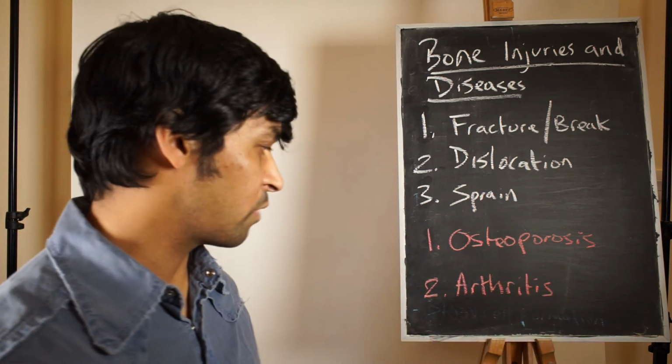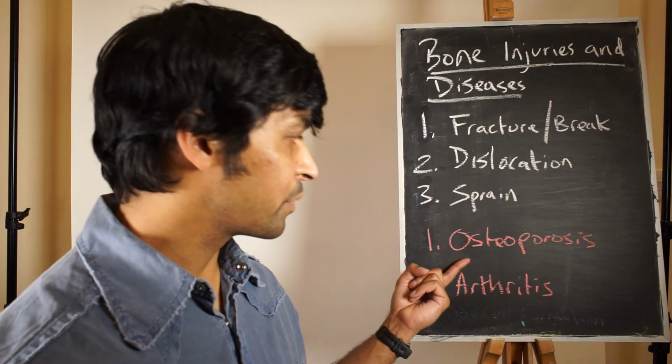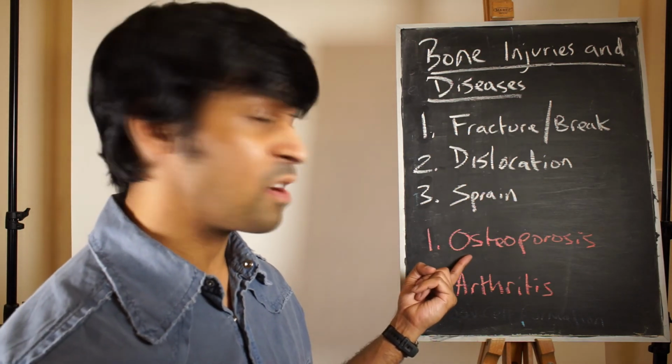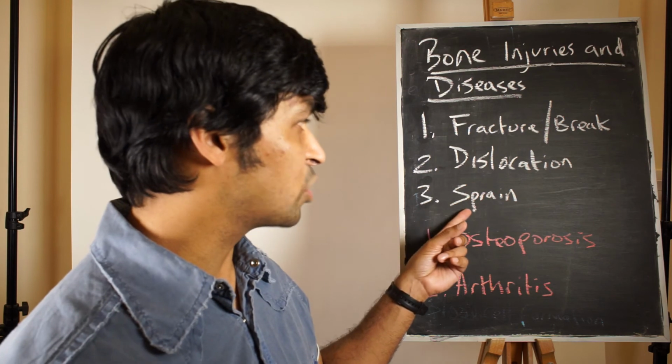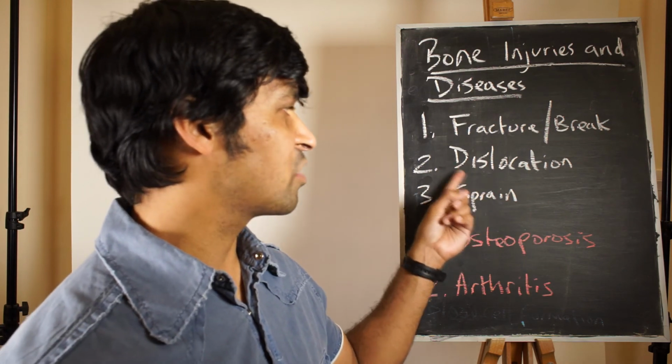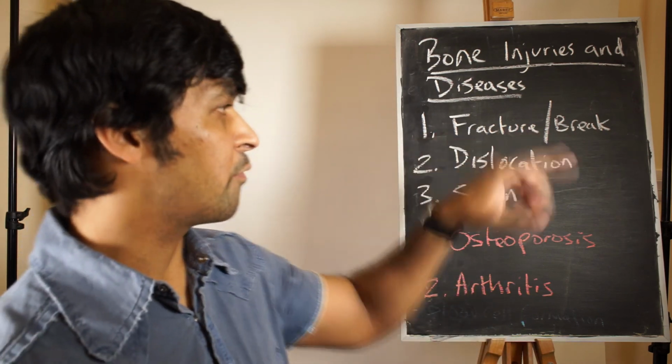So just to go over it. Arthritis: joints swell and become painful. Osteoporosis: bones become very weak and brittle. Sprain: ligaments get stretched and potentially torn. Dislocation: when a joint comes out of its position. And a fracture or a break, well, that's when a bone breaks. Dead easy.